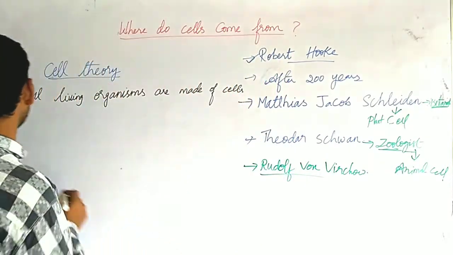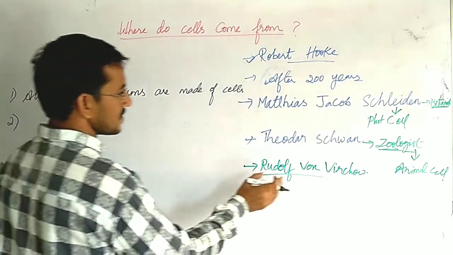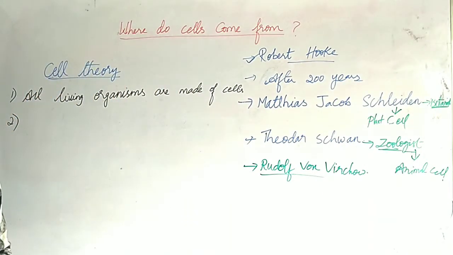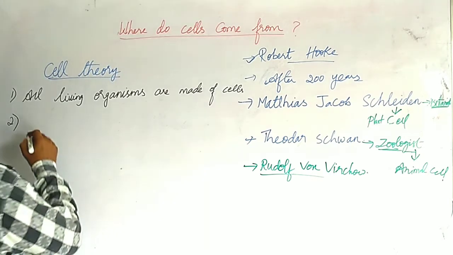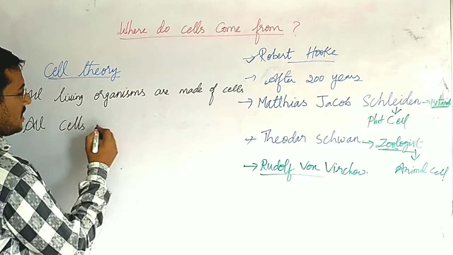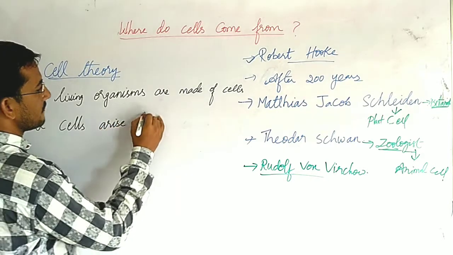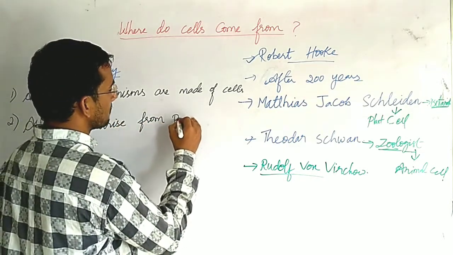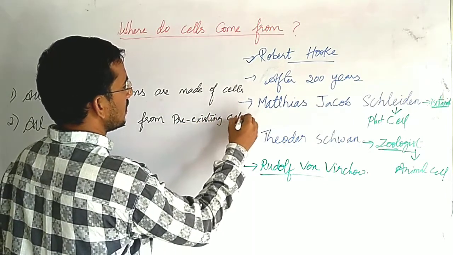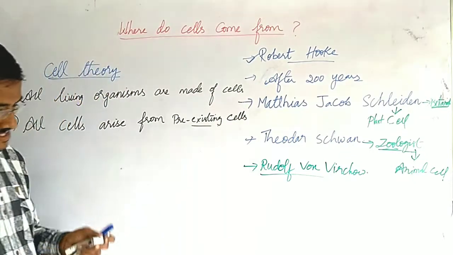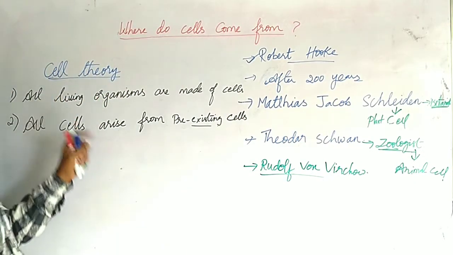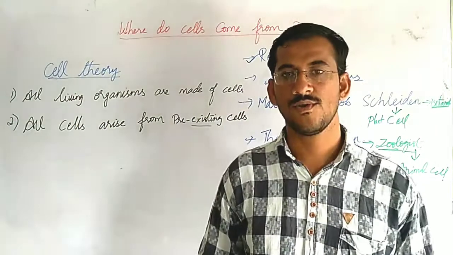Now let us see one more point, the one said by Rudolf von Virchow. What he said: all cells arise from pre-existing cells. So all new cells arise from pre-existing cells, meaning already present cells. These are the two points that come under cell theory, and this is very important. They'll ask you in the exam also.